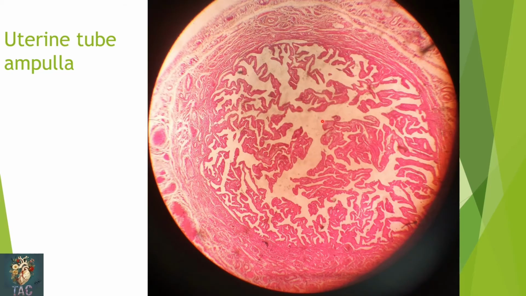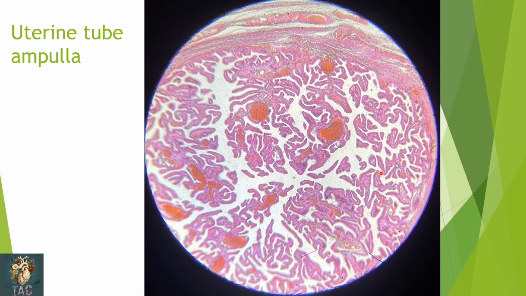A very beautiful diagram through the ampulla of the uterine tube with H&E stain. In this whole area you can see the epithelium is thrown into folds. These are the folds of the ampullary part, and outer to this mucosa is the muscular layer and then the adventitia. So again I repeat, the epithelium is simple columnar ciliated epithelium in the uterine tube, and some cells are ciliated and some cells are non-ciliated.